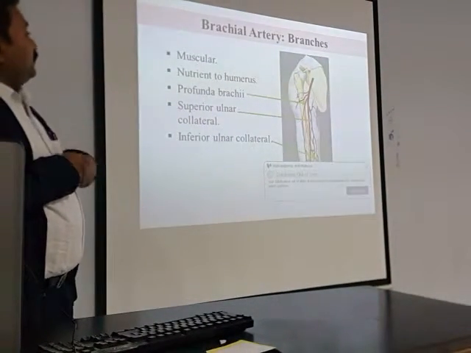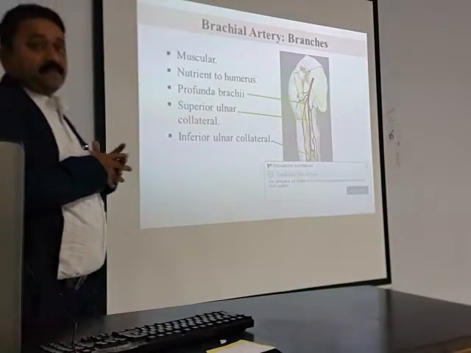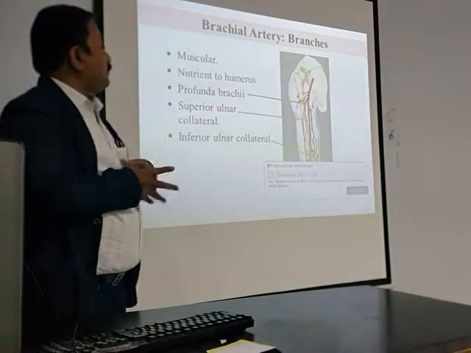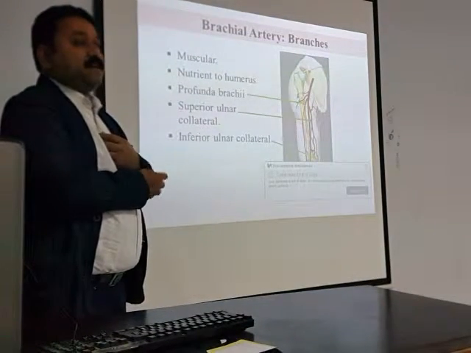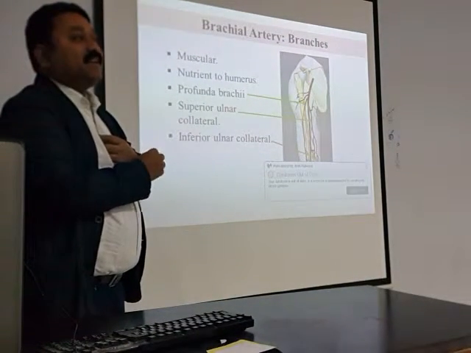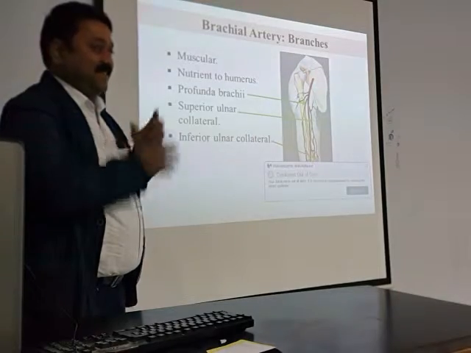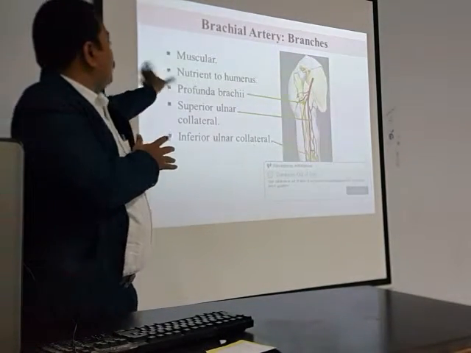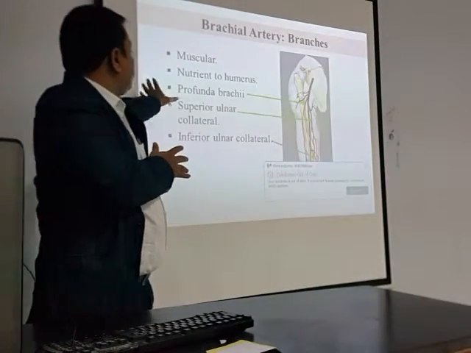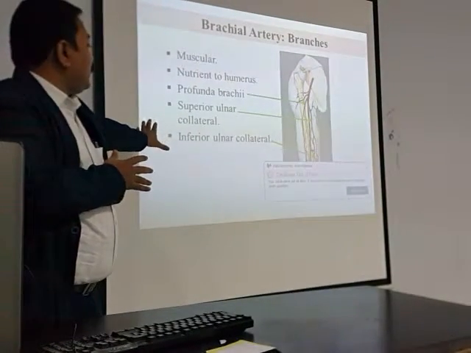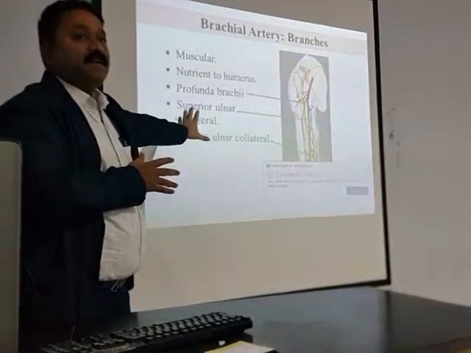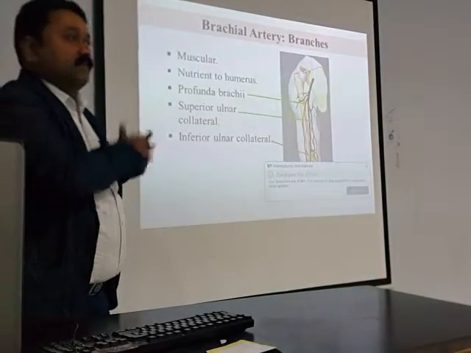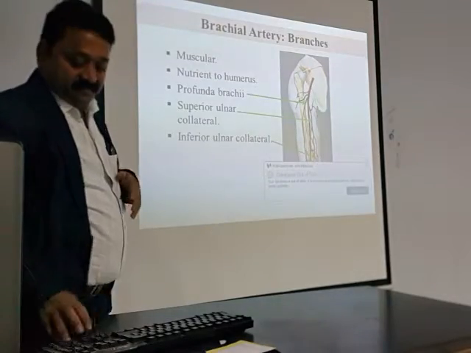So be thorough with these branches, isn't it? Especially it will help in the MCQs, isn't it? Profunda brachii artery, it is the branch from the brachial artery, isn't it? Yes. So be thorough, memorize these branches. And apart from this, it gives rise to muscular, and superior ulnar collateral and the inferior ulnar collateral. Okay. So be thorough with these branches.